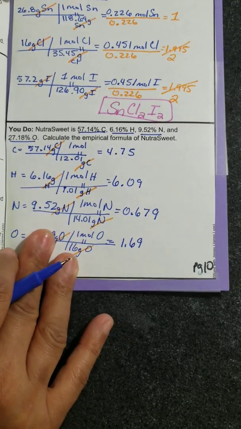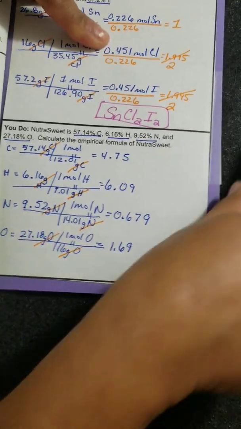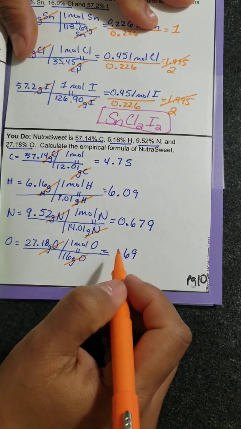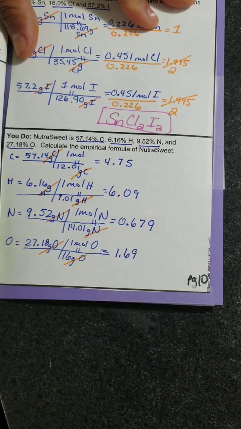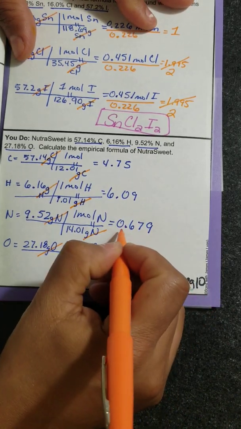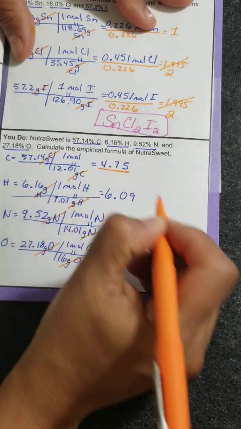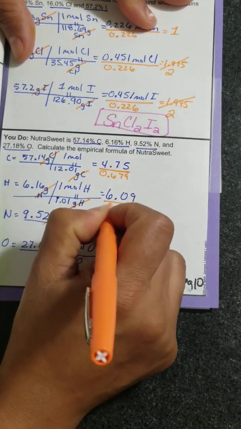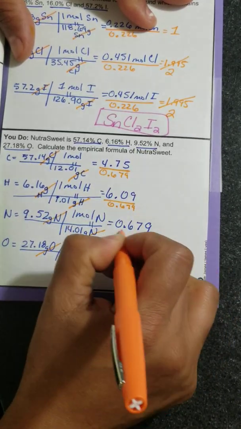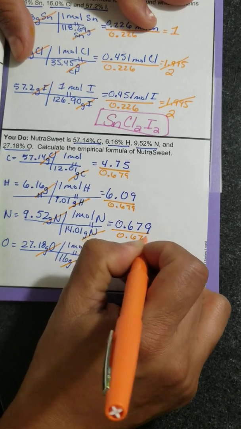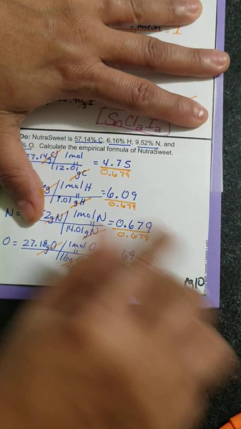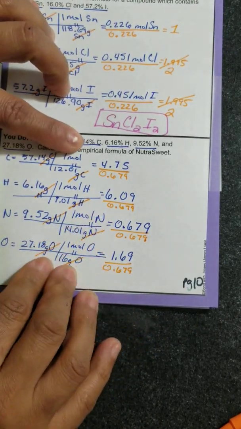So here's where I'm at. What do I do on the next step? I'm going to divide all of those numbers by the smallest number. That's what step 3 tells me. So this is the smallest number. So divide this by 0.679, divide by 0.679, divide by 0.679, divide by 0.679. Let's go ahead and do that.